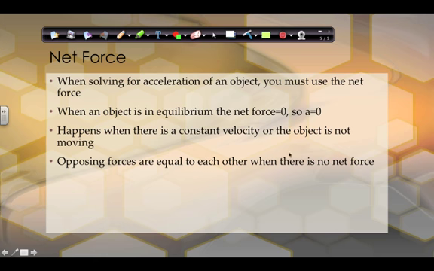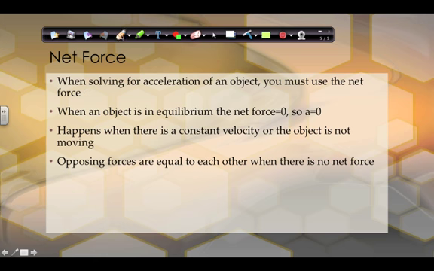Alright, so when we're talking about force, we will often have to look at the net force. So anytime that you're solving for acceleration of an object, you have to use the net force. That is the only way to get the acceleration of an object. So whenever you're given a problem and it's asking for the acceleration, you need to figure out what forces are being applied to that object, and then figure out the net force.